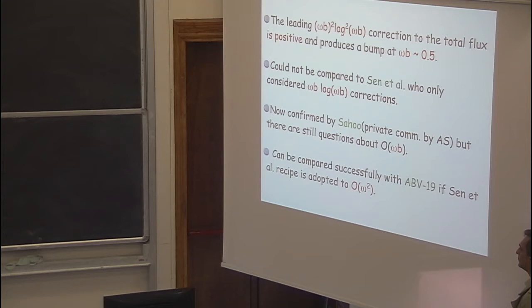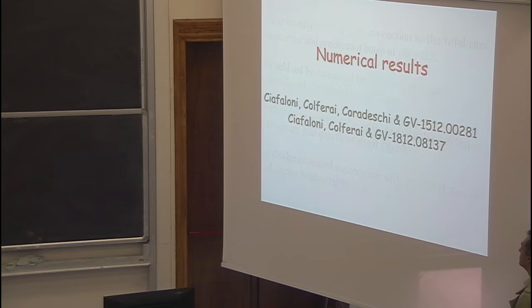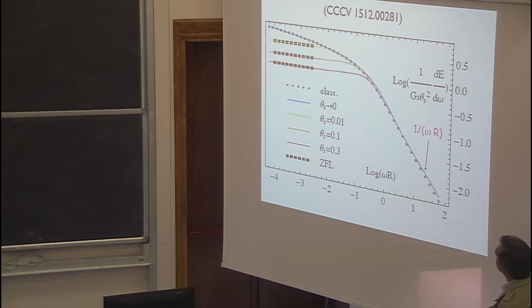However, and this was a little bit of a surprise, the leading term omega square log square omega turns out to be positive and to produce a bump in the spectrum at omega b of order of 0.5 or so. So I will skip this and only show some results. You know, this is supposed to show the turn into a 1 over omega r behavior of the spectrum. This is a log-log plot, so this will be a straight line in this plot.